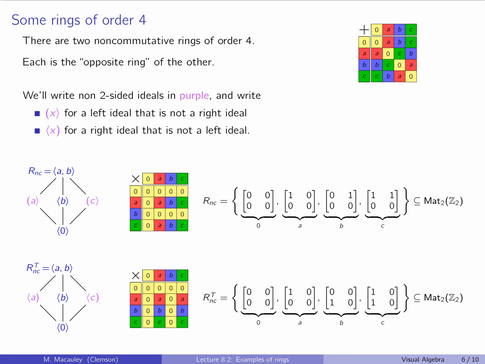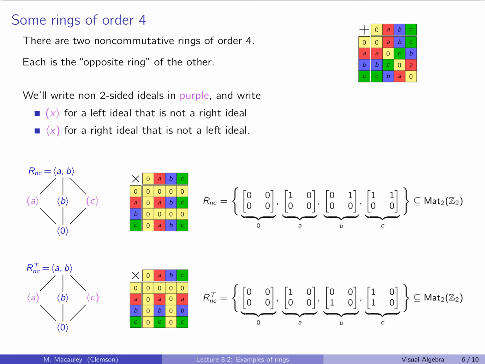And I'm going to abuse notation a little bit. For these, we have left ideals that are not right ideals, or vice versa, so non-two-sided ideals. I will write these in purple. I'll use this notation with an open parenthesis on the left and a bracket on the right for a left ideal that is not a right ideal, and vice versa. Don't worry, this is the only place in my video series and in my book where I use this notation, and I just do it so I can do something for this subring lattice.